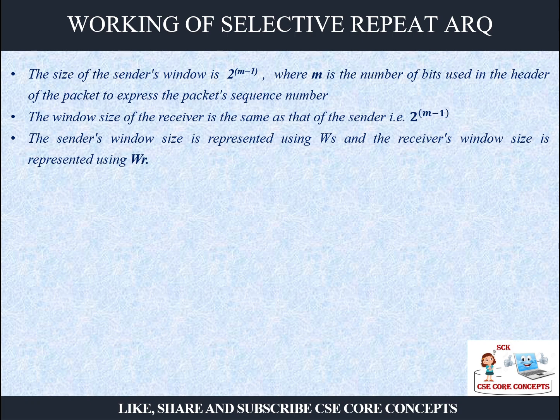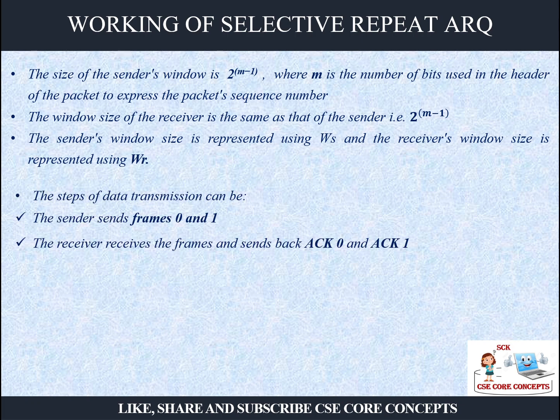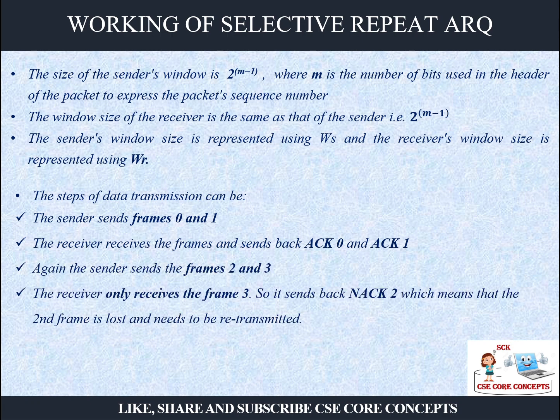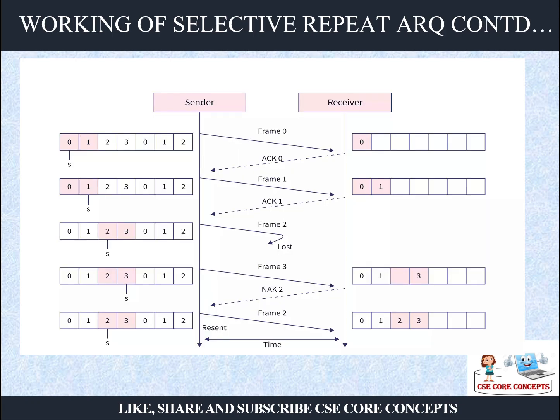Otherwise it does not know which frame is to be sent. So let us say the window size is represented as WS on the sender side and as WR on the receiver side, and here the window size of the sender and receiver is the same. So let us understand the steps of the data transmission. Let us understand this figure.